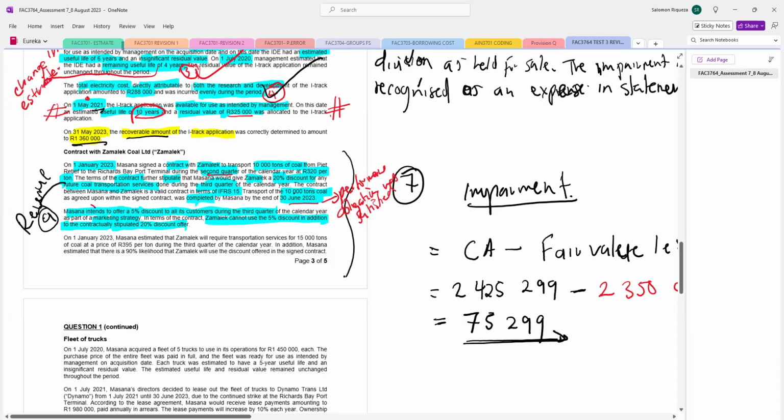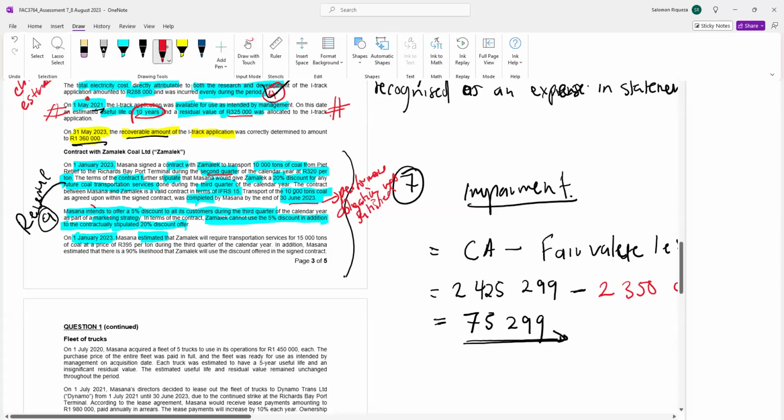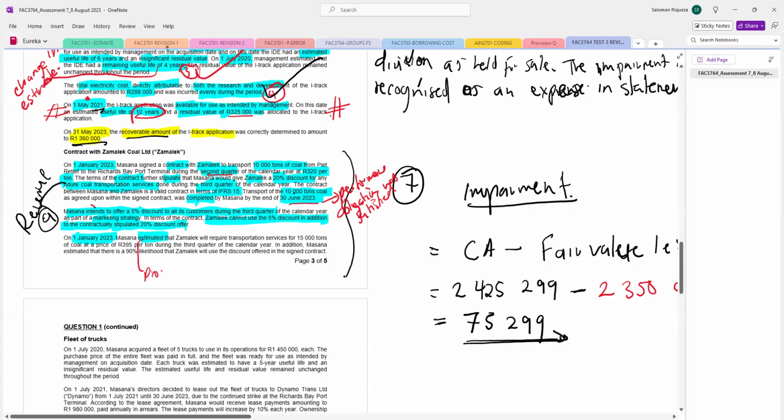So on 1 January 2023, Masana estimated, so there is an estimate, I can use this. Remember, with an estimate, now I can create a provision. So I can work with this figure now because there's an estimate, okay?